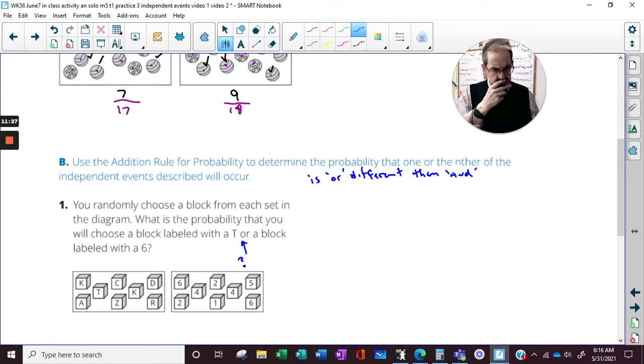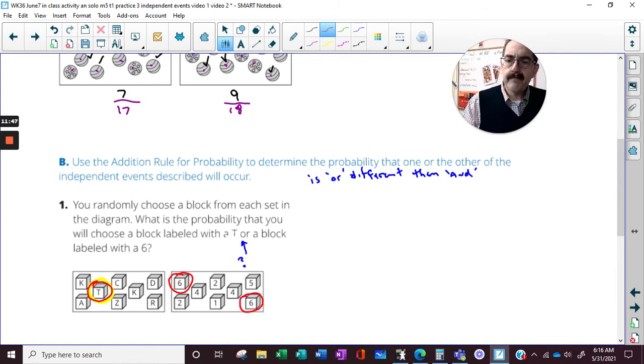Have any ideas? Well, the first thing we should do is let's label this T. Can't see the color, right? All right, T. What is the probability that you choose a block labeled with a T or a 6? You randomly choose a block from each set. Kind of shows up nice, doesn't it?